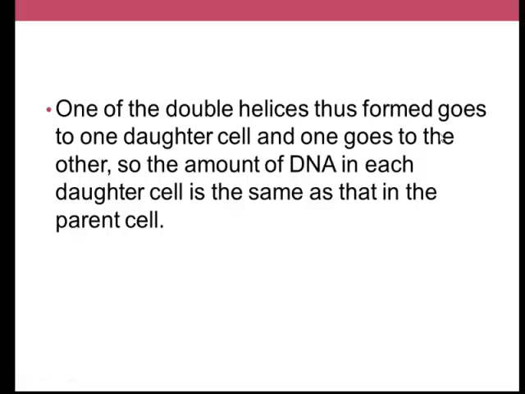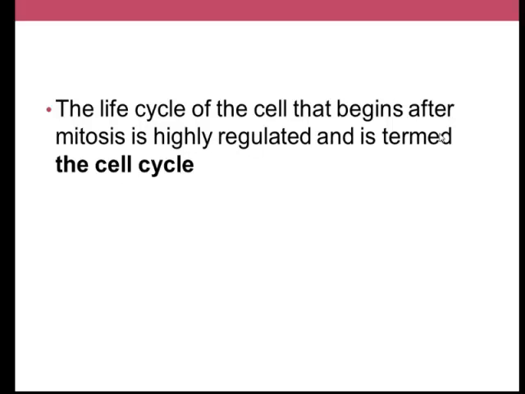One of the double helical strands of the DNA during the process of DNA replication goes to one daughter cell and one goes to the other. So the amount of DNA in each daughter cell is the same as that in the parent cell. The life cycle of the cell that begins after mitosis is highly regulated, and it is termed the cell cycle.